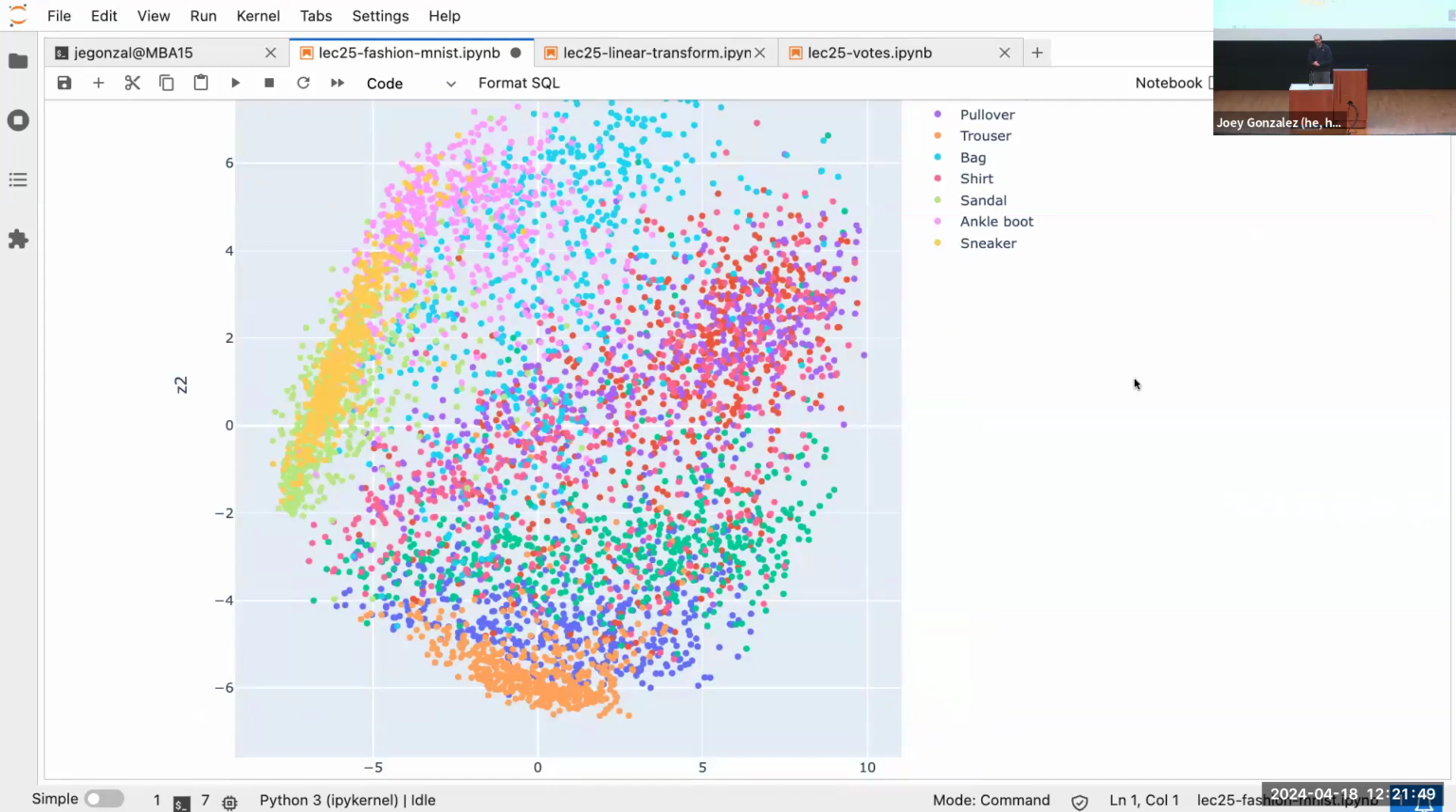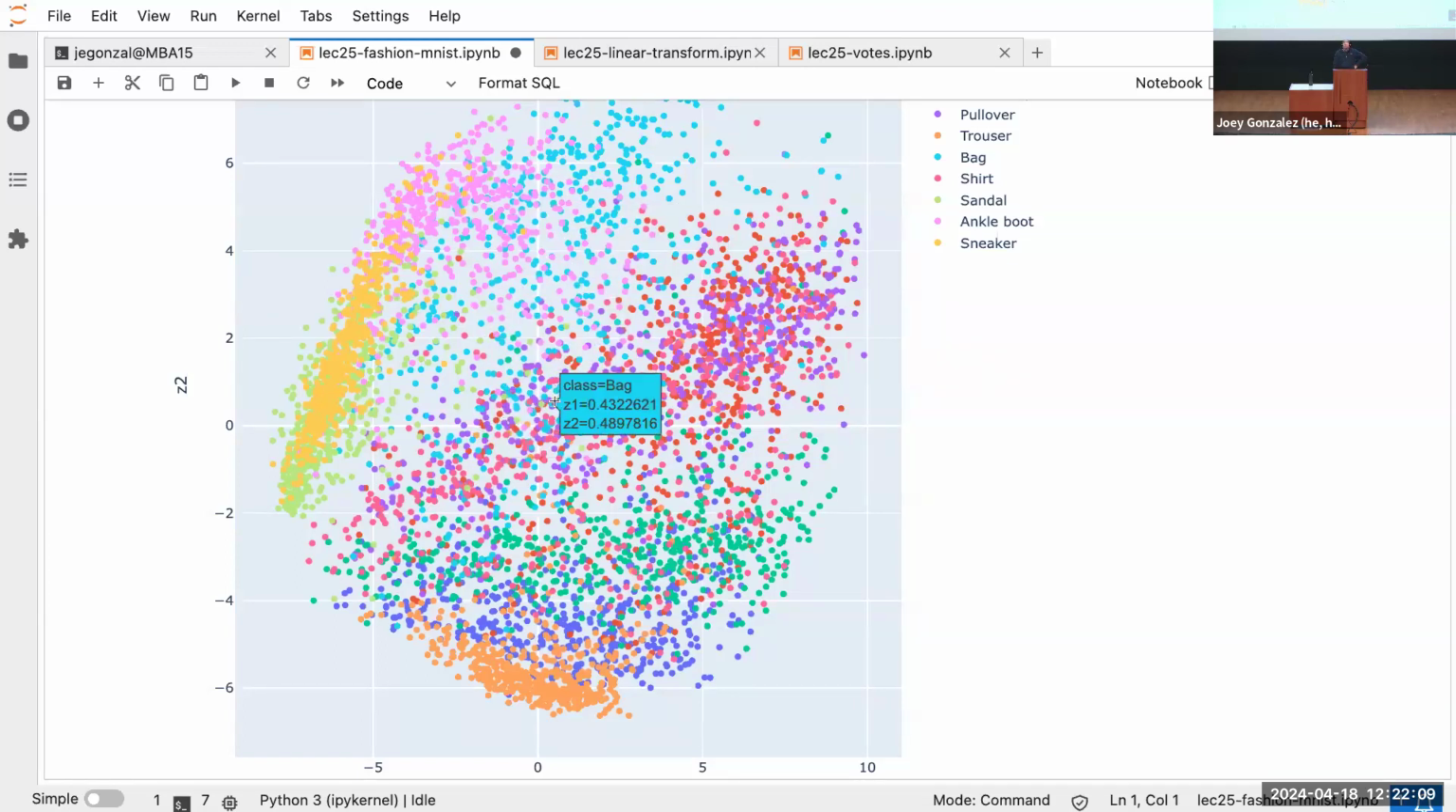There's something going on here. In 2 dimensions, we start to see some kind of structure. These orange things are all sneakers and sandals and ankle boots. Okay. They're all kind of together. Shoe-like things. Good. And bags. Bags are kind of like shoes, right? Same shape approximately. So bags are over here.